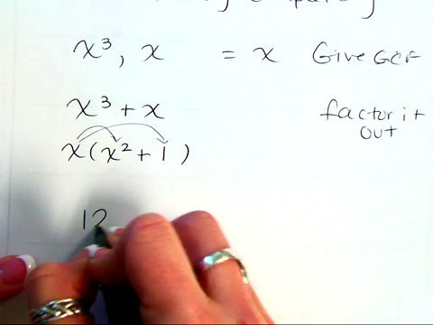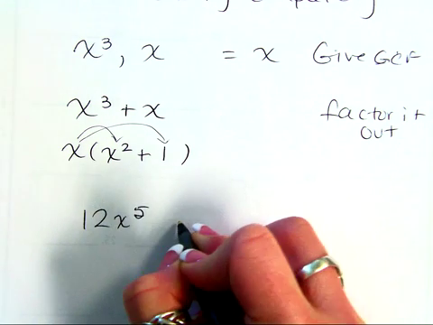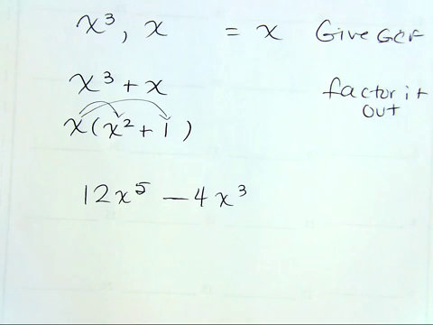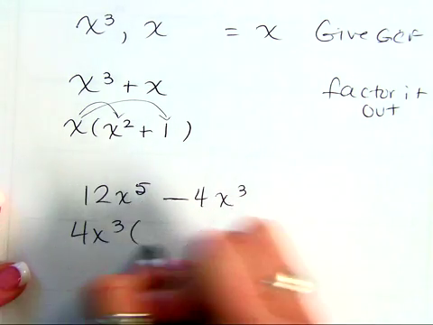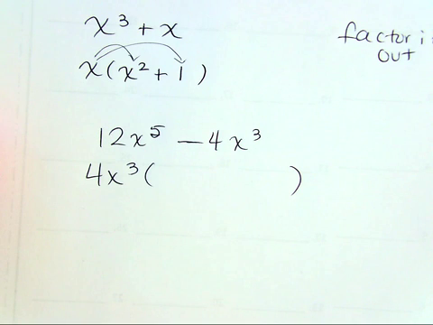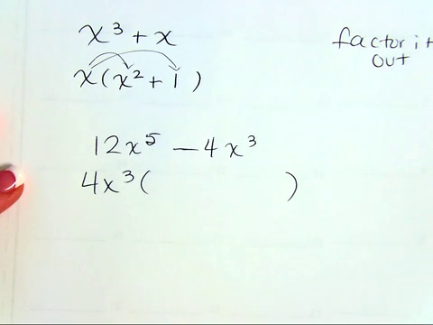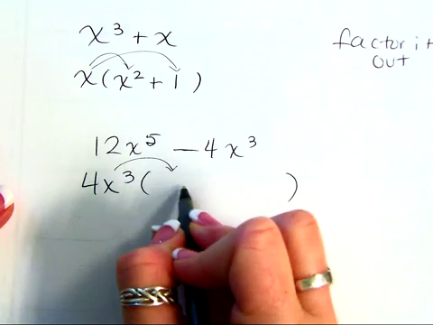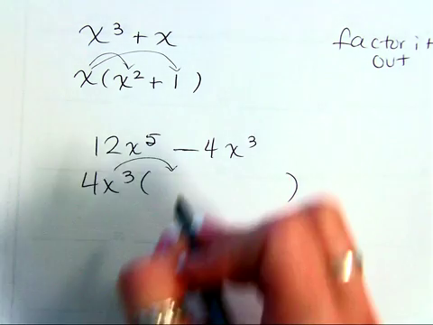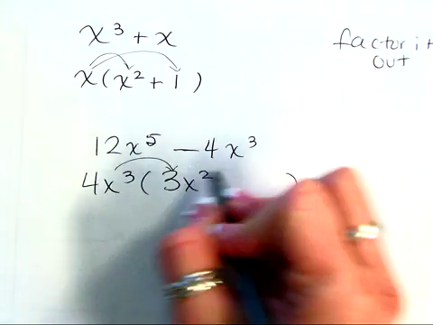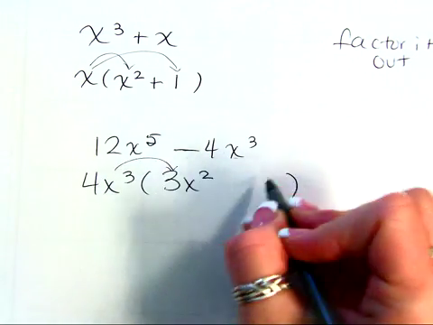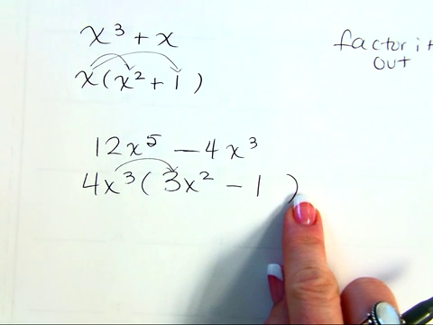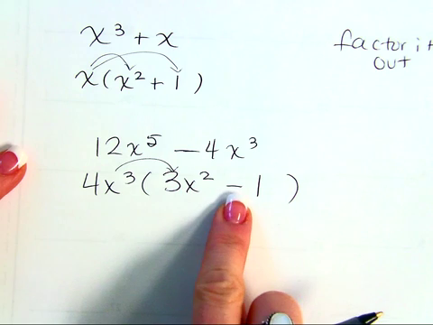So if I were to say, give me the GCF of 12x to the fifth and negative 4x to the third, if you just give it to me, it's just 4x to the third. But if I ask you to factor it out, then you have to tell me what's left in that parenthesis after you divided by that 4x to the third. So 4x to the third times what will give you 12x to the fifth? A 3x squared. And then 4x to the third times what is a negative 4x to the third? Negative 1. Okay? And then that's all you have to do at first. That's just factoring out the GCF.